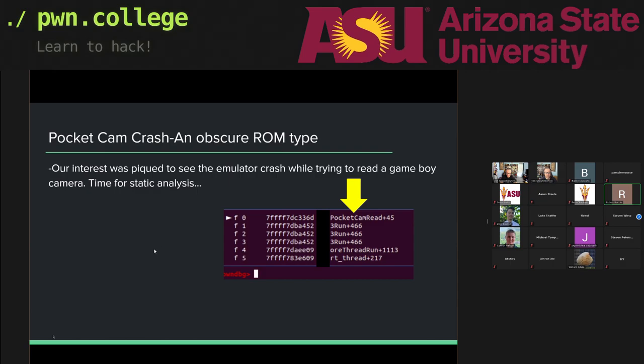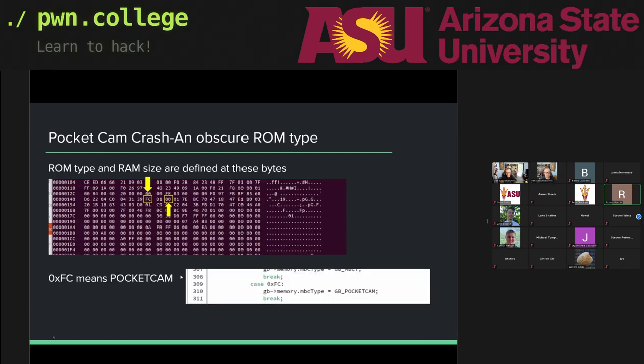So that was interesting. But then we rolled into static analysis to try and discover what the root cause of the crash was. Within the ROM header, there's a number of bytes that determine different things about how the ROM is used within the emulator. As you can see here, this byte in particular determines the ROM type, and this byte here determines the RAM size. So you can see down here the code where if the value is FC, it sets the memory type to be a Game Boy Pocket camera.